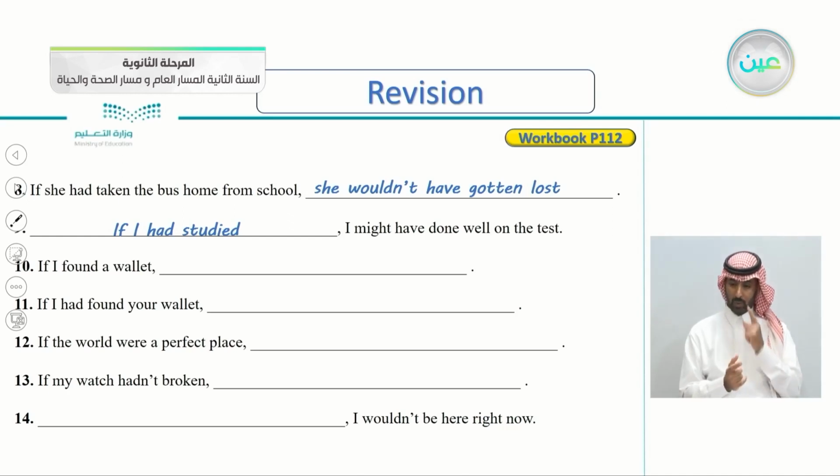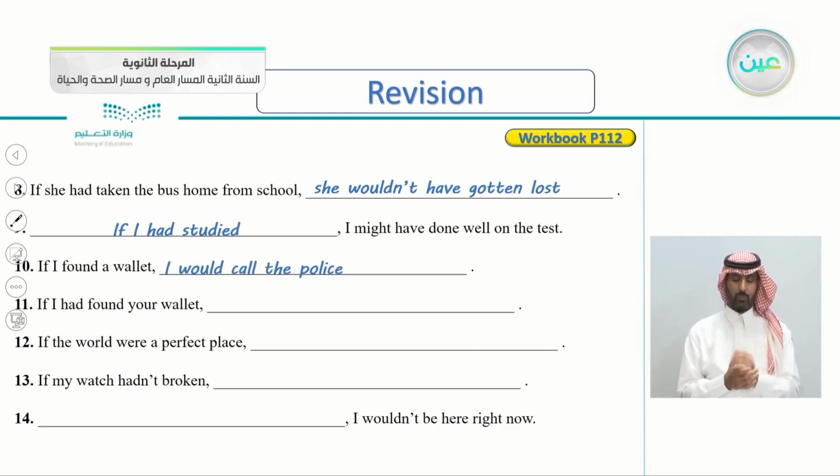Number 10, if I found a wallet, what would you do? If I found a wallet, I would, for example, take it to the police, look for the owner, and so on. I would call the police. So you can answer any way you want.